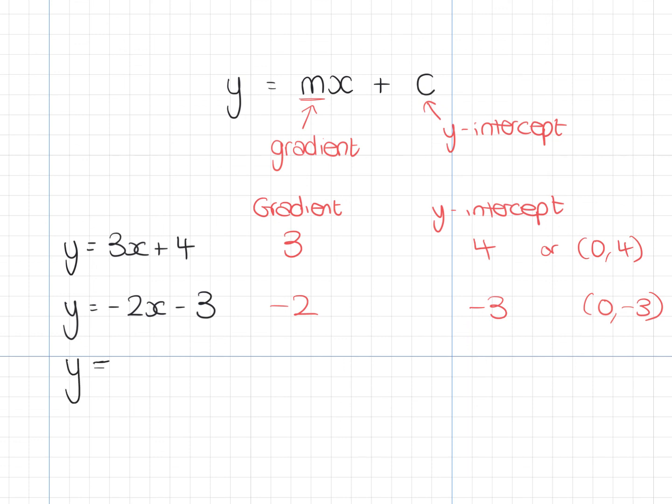If I had y equals 5 minus 3x, this is where you have to be really careful. They've tried to trick you in this one because they've swapped the order around. So remember, the gradient is simply the number before the x. So here's my x. The number before it here is minus 3. So the gradient is negative 3. Remember that negative is going with the 3. And the y-intercept is just the other bit, which is this. That's a positive 5. The negative's with the 3, so that 5 is a positive number. So the y-intercept is 5, or 0, 5.